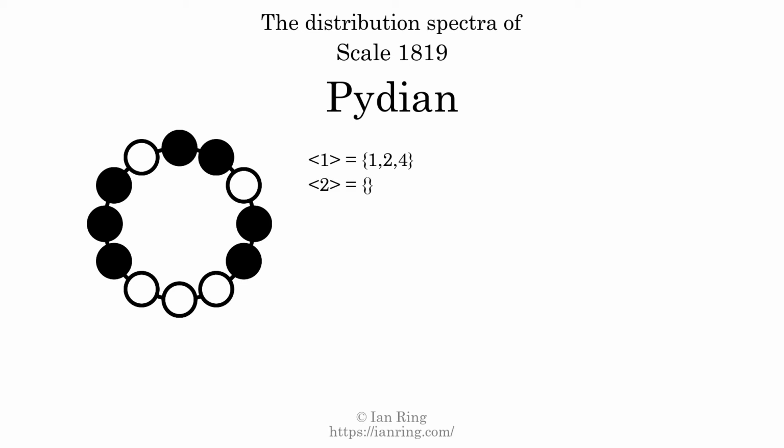The generic interval of 2 scale steps comes in 3 different specific interval sizes. 2 semitones, 3 semitones, and 5 semitones. The spectrum width of this generic interval is 3. The generic interval of 3 scale steps comes in 4 different specific interval sizes. 4 semitones, 5 semitones, 6 semitones, and 7 semitones. The spectrum width of this generic interval is 3.